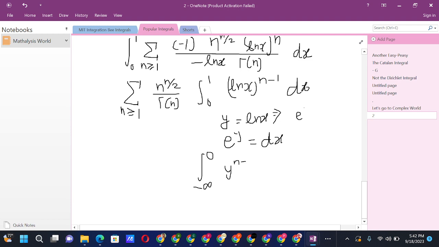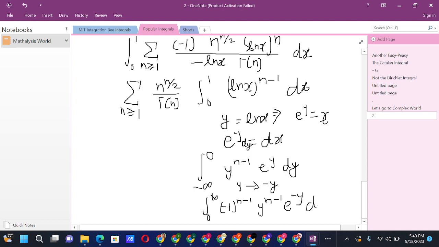After this we will have e to the power y equals x, and then e to the power y dy equals dx. Yeah, that's fine now. And then dx is just e to the power y dy, and now we will change y into negative y, so that will lead us to negative dy, and we can just reflect the limits of the integral. After negating those limits, we will have over here negative 1 to the power n minus 1, y to the power n minus 1, e to the power minus y dy.